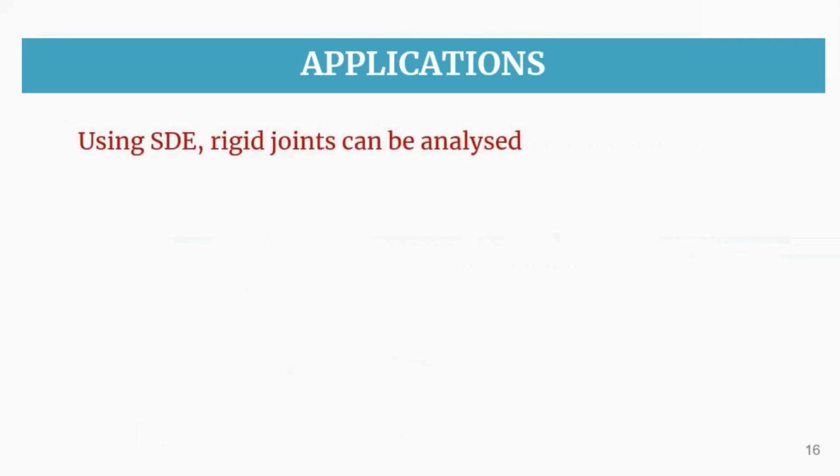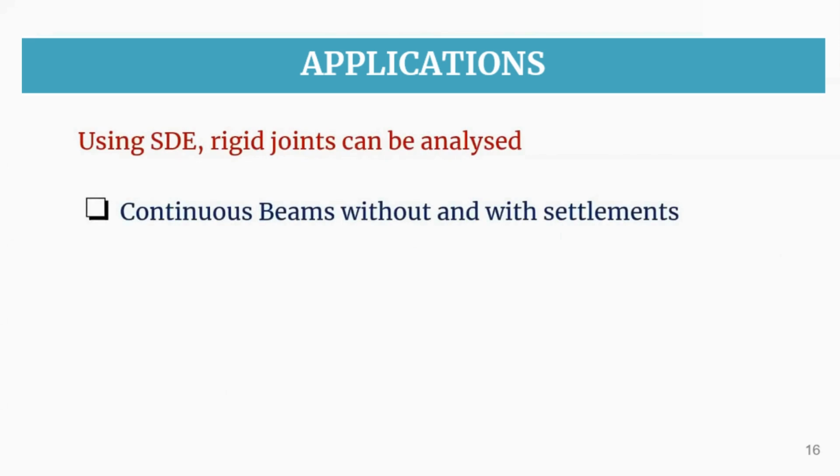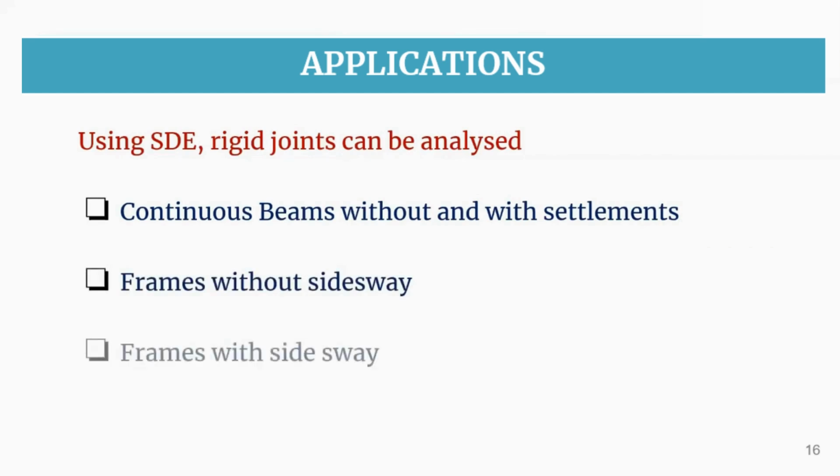Next, coming to the application part. Using these slope deflection equations, the rigid joints can be analyzed for continuous beams without and with settlements, frames without side sway, and frames with side sway. So these are the applications. And now coming to the procedure.